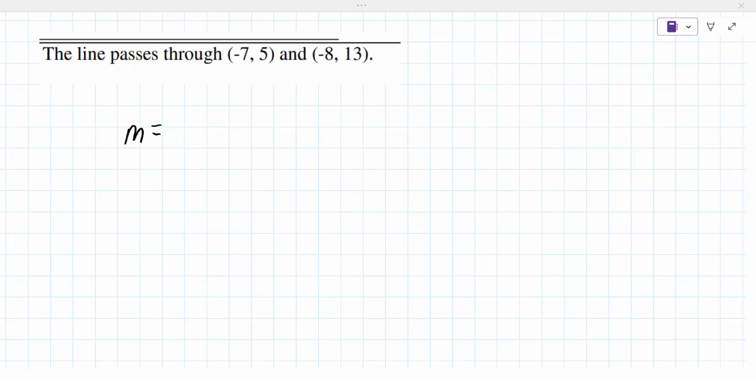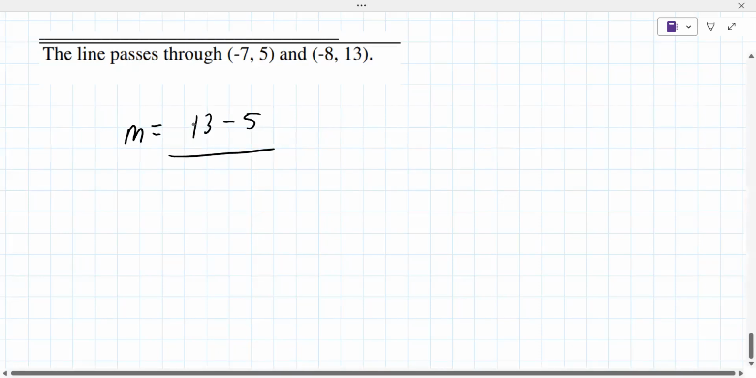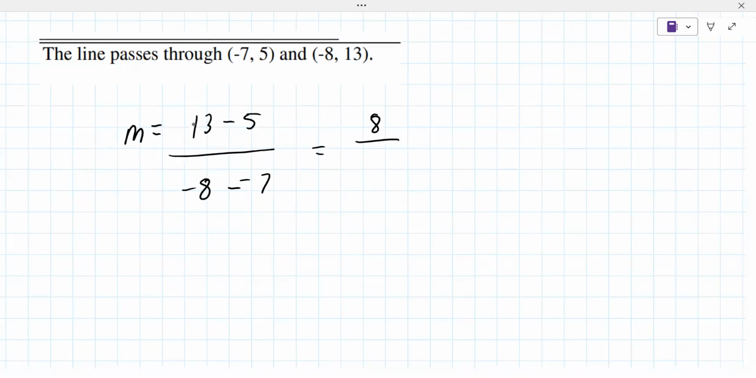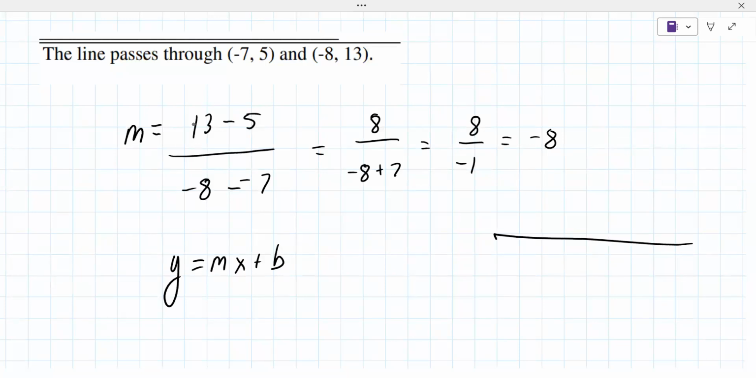Does 8/-1 simplify at all? This becomes -8. Yeah, -8. So is -8 the slope? That sounds correct. -8 minus -7 becomes 8 over -8 plus 7, which is 8 over -1, like you said, -8. Yeah, so keep going. y equals mx plus b. Give me the final equation here.